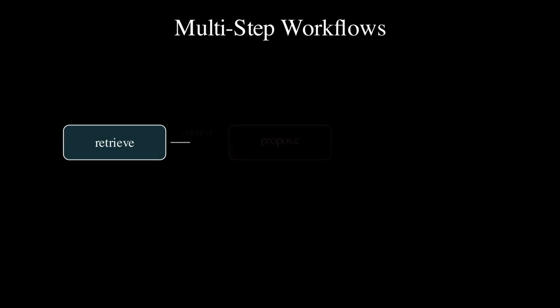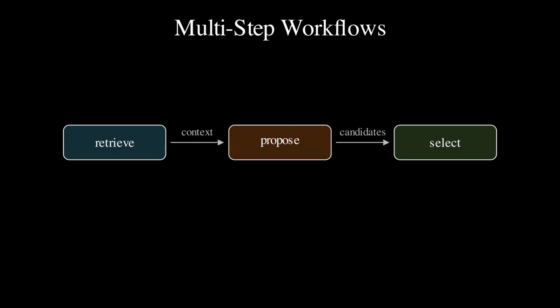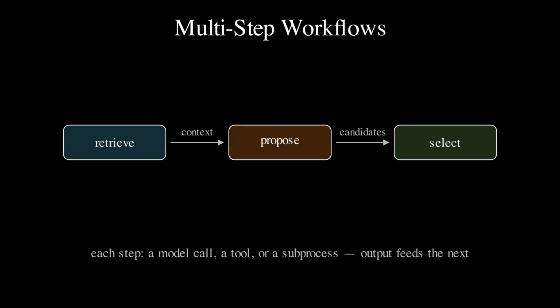The simplest workflow is a pipeline, a straight line where the output of each step is the input to the next. A 3-step research pipeline retrieves domain knowledge, hands it to a proposer that generates and scores candidates, and selects the best. Each step can be a model call, a tool invocation, or a subprocess. The pipeline is the wiring that connects them and carries one step's result into the next.